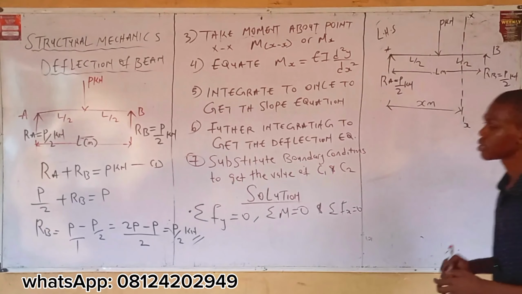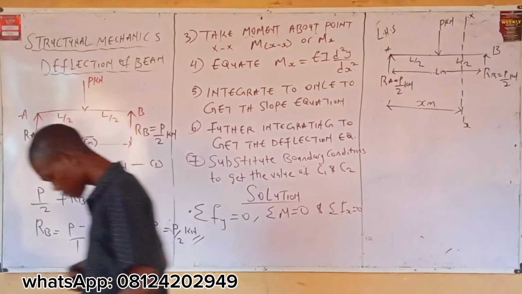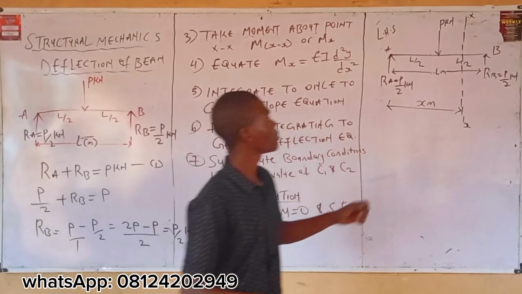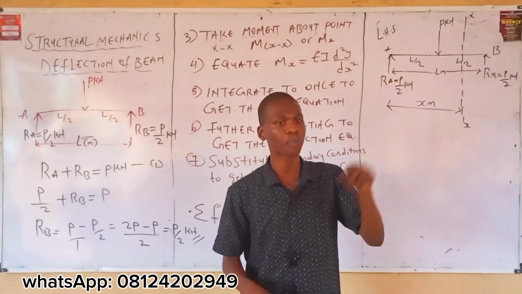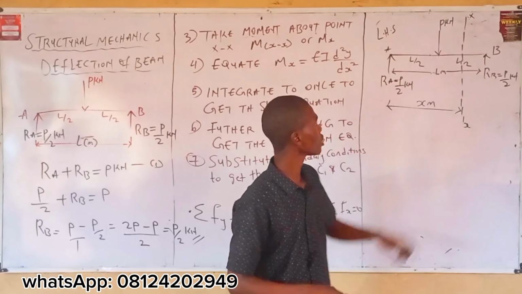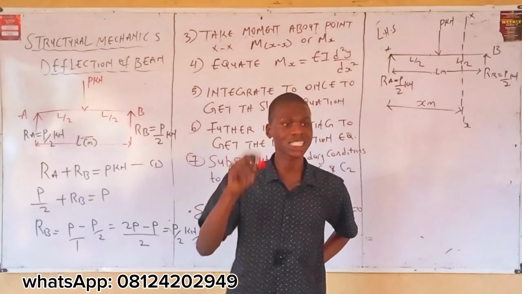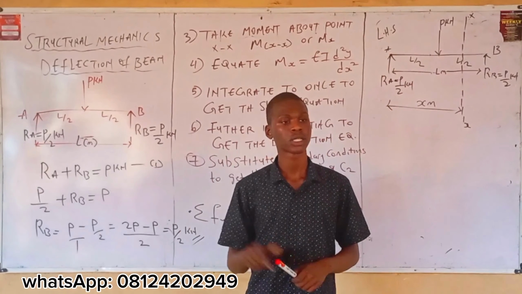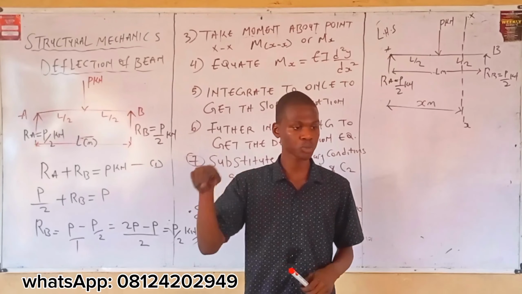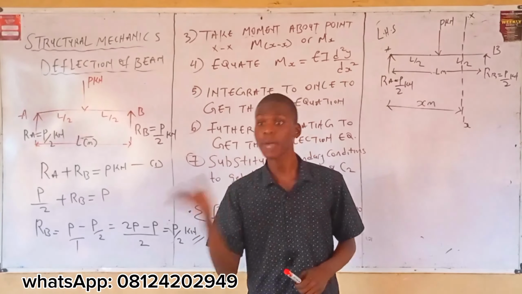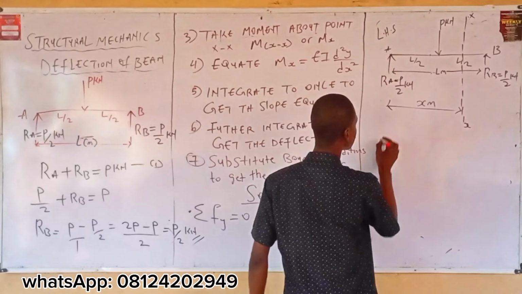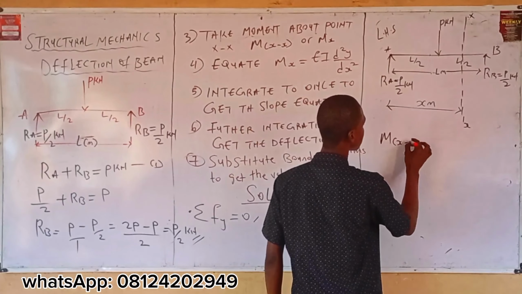What's step 3? Step 3 says to take moment about the point being sectioned. So at this point that you've sectioned, you are taking moment there, and denote that moment as what? Check. You are told to denote the moment as something. Mx. Denote the moment as this.